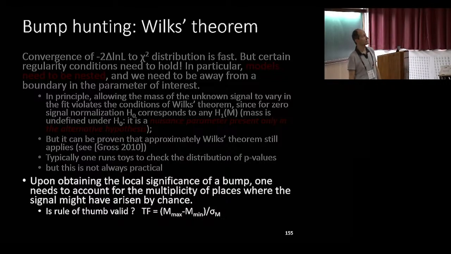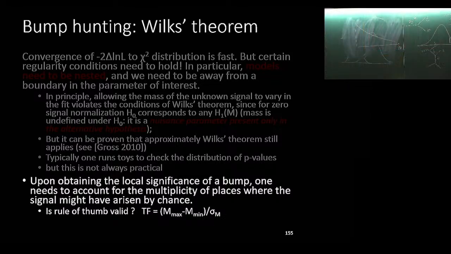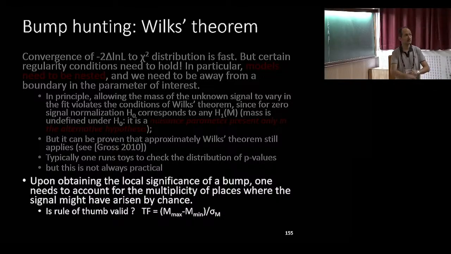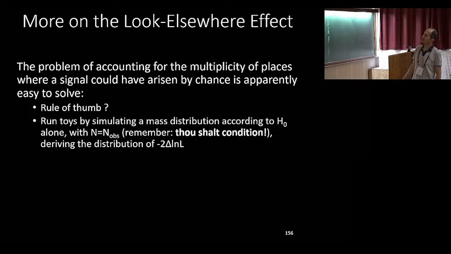And in fact, there is a paper by Gross and Vitells that has investigated this in a much more tidy way. They have come up with a very good recipe for correcting this kind of search and obtaining a global p-value and a global significance of the excess being anywhere, since you have looked in many places. We will maybe get there. So, this is the rule of thumb I was saying.